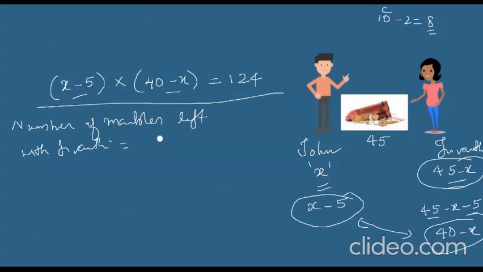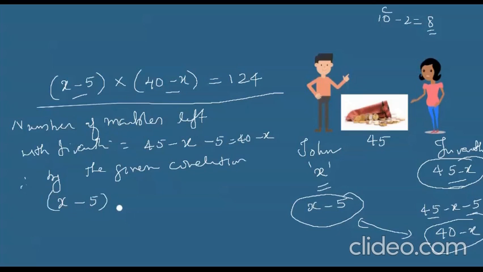Jivanti is equal to, how much is it? 45 minus x minus 5, which is equal to 40 minus x. Therefore, by the given condition, the product, that is (x minus 5) into (40 minus x), is equal to 124. Clear? Now let us open this bracket.